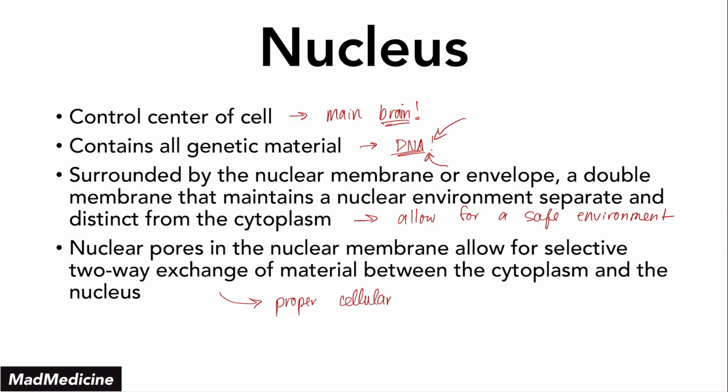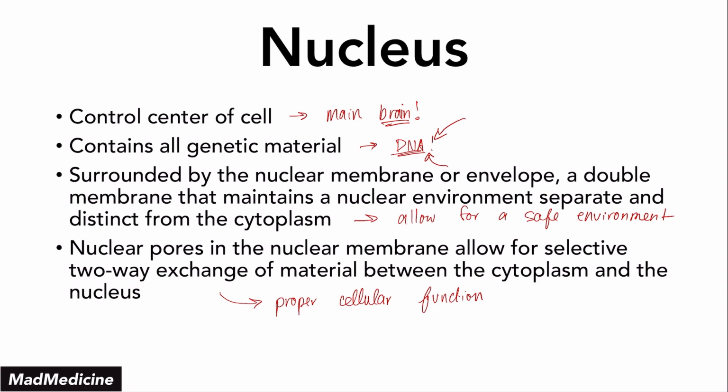We could not really control the cell. You need to be able to transmit essentially the commands that the nucleus wants. The mechanisms that need to be done by the cell have to be told, and the way it is told is essentially through these nuclear pores. They're going to allow for proper cell function because that will allow us to tell the rest of the cell, hey, this is what we want you to do. This is where it's saying it in the DNA. This is what gene is being activated, etc. This is a very, very important organelle.